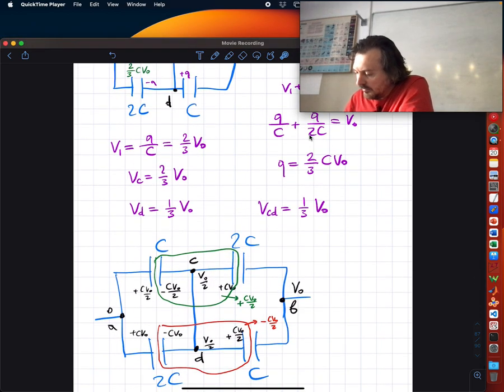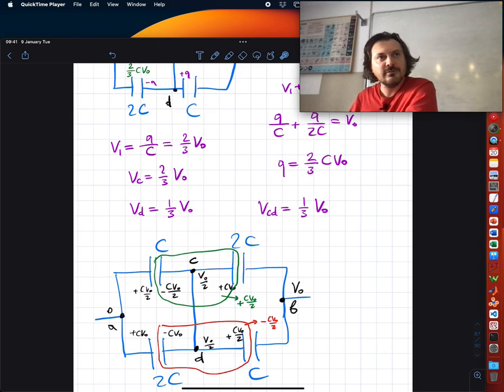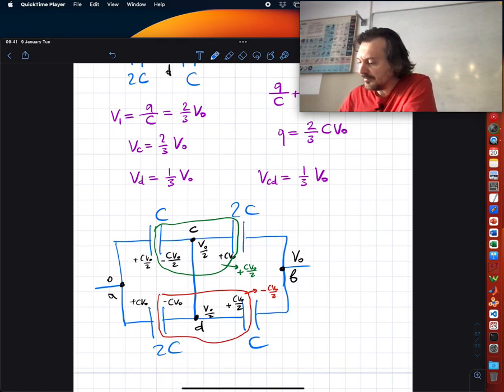Now this much charge has flown through this switch. Are you with me? Okay. So how much charge was transferred? CV0 over 2. That's the answer.